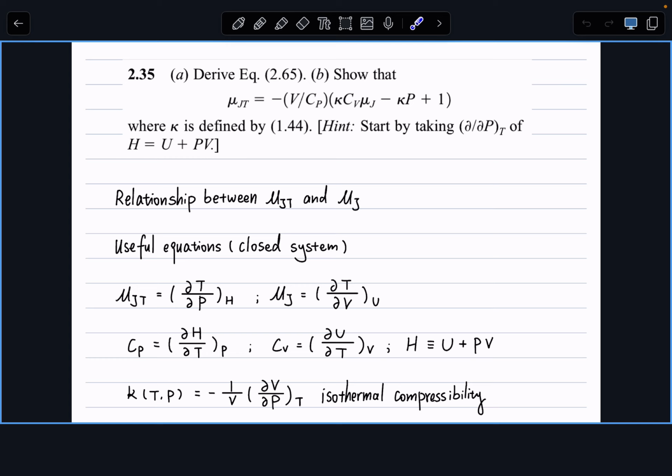And why did we decide to do dH over dP with constant T? Could we have done it another way if we wanted to? This one is in the hint. The question asks you to do that. Yes. I'll take one more question, and then we have to move on.